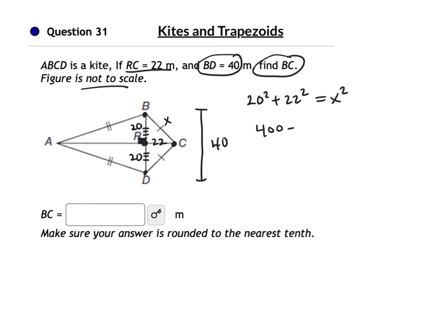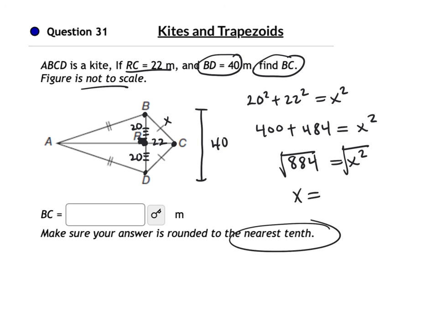That's 400 plus 22 squared is 484, is x squared. This is 884 equals x squared. To find x, I'll take the square root of both sides. I'm going to flip this around, and we're just rounding to the 10th here. Later on, I'll have you do some of these in simplest radical form, probably when we get to area. The square root of 884 to the nearest 10th is about 29.7. So our answer is 29.7.